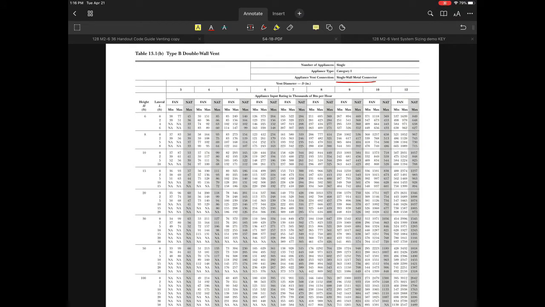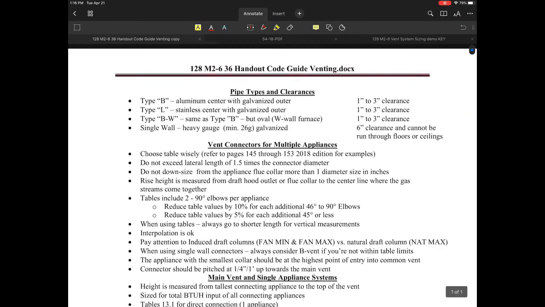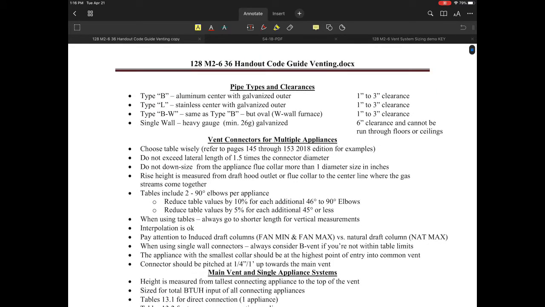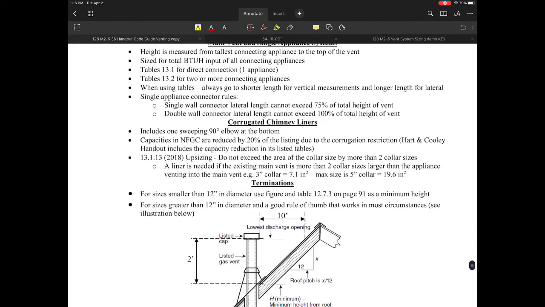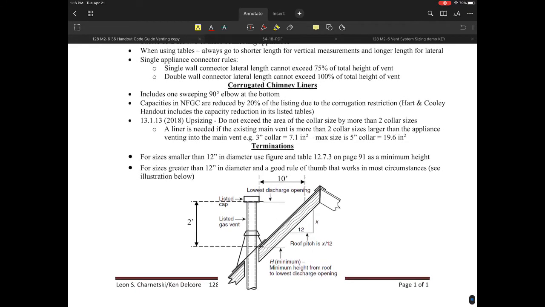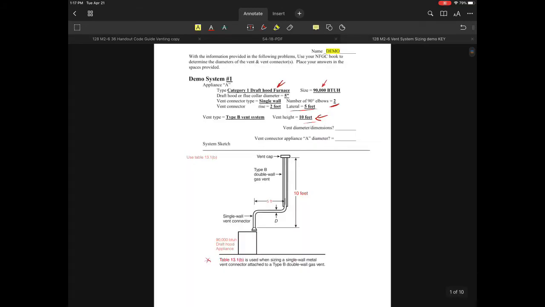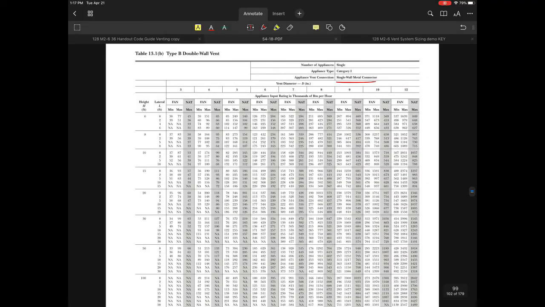A helpful guide that I think will help everybody as you're doing these problems would be to pull up the M26 handout on the code for venting, the guidelines for venting. Here they identify certain types of rules for multiple and single appliances and things like that. So vent heights, it might be somewhat helpful to do that. In this problem, as I said, 2 elbows, no derating is needed because the tables allow us. We have a 10-foot height and a 5-foot lateral. So let's take a look at this.